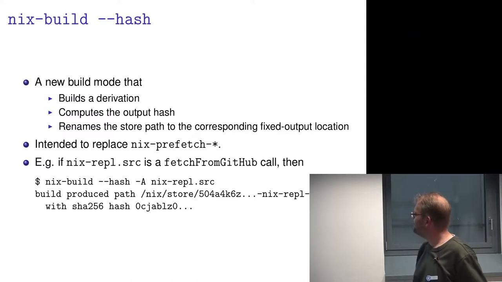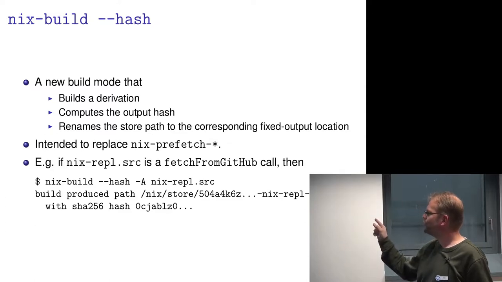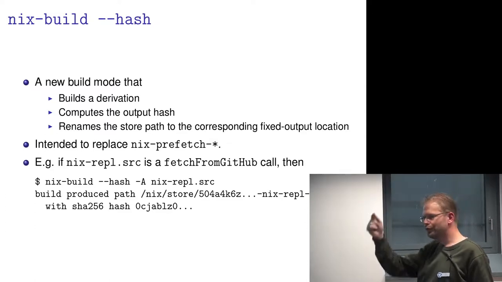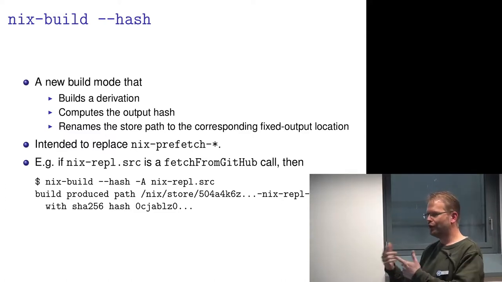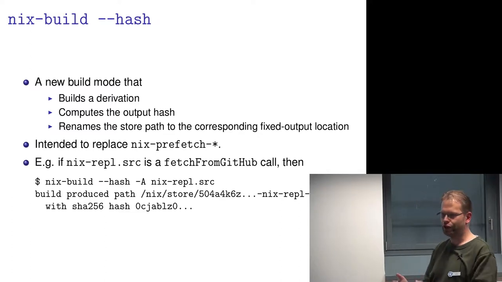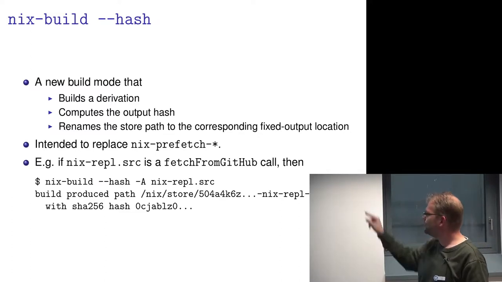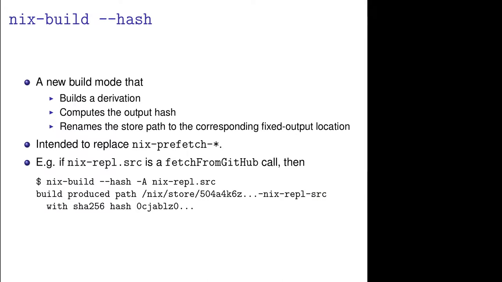So there is a command called nix build --hash. It doesn't yet, I realized, have a flag in the new nix build, but this is a build mode that builds a derivation, computes this hash, and then moves it to the right location in the Nix store, as if it were a fixed output derivation, like fetchurl or fetchgit or whatever. The idea is that this can replace all those nix-prefetch scripts, which are kind of annoying, because all those scripts basically do the same thing as the corresponding Nix function, only outside of a Nix build, and then they do a nix-store --add to move it to the right place. So now we don't need that anymore.